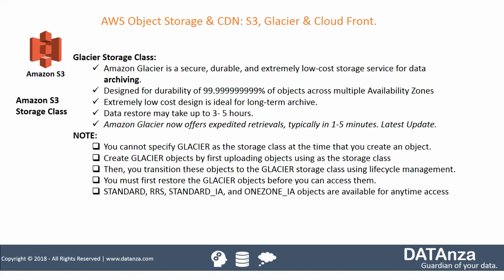So basically it says there are a few notes we need to say. You cannot specify Glacier as the storage class at the time you create an object. That is important. I'm creating a new document file. I can put it in a standard storage class, a standard IA storage class, or a one zone IA storage class, but I cannot put it directly in Glacier.